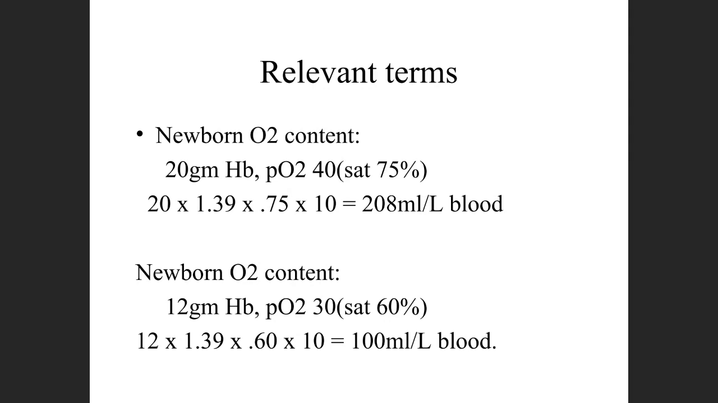In a patient in the newborn period with a hemoglobin of 12 grams, which is considered anemic in the newborn period, and a saturation of 60%, that calculation is only 100 mils of oxygen per liter of blood.